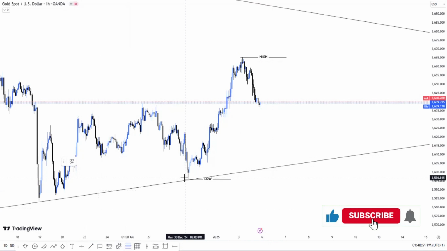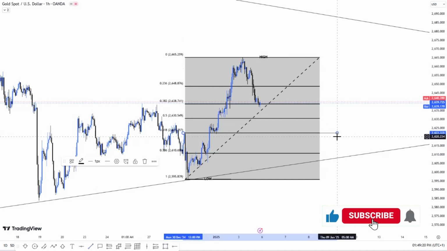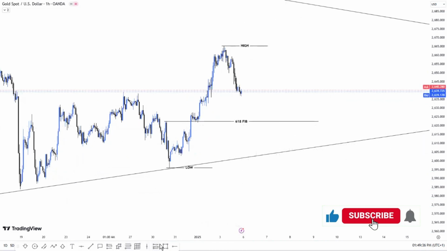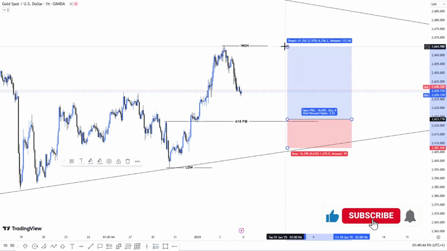This 618. Now, my 618 is around here. This is my 618 here. So with this, taking this, sorry, give me 618 here. So this is my 618, which means I'll be interested to take a buy from here to this high here as my first TP, then this trend line as my second TP.